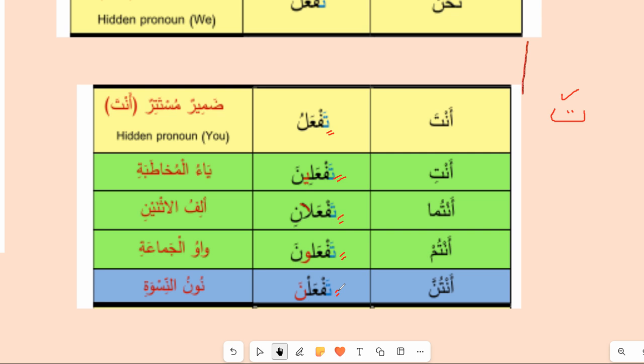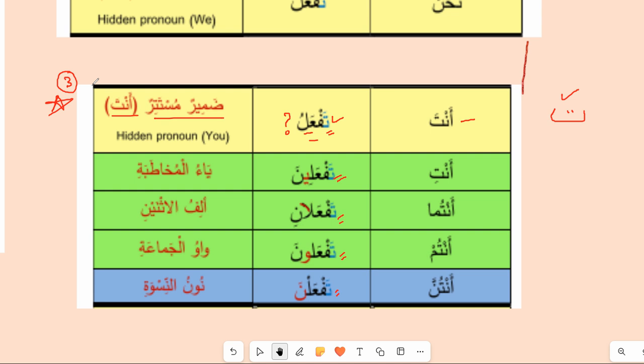Now let's see. First of all, in anta we have ta, the harf fail mudare. Then we have the fail. Where is our damir? If we don't find any damir attached after the fail, remember it is hidden inside the fail. Our damir mustatir is anta. Taqdiruhu anta. So this is our third hidden pronoun. We have only one hidden pronoun in the mukhatib group.